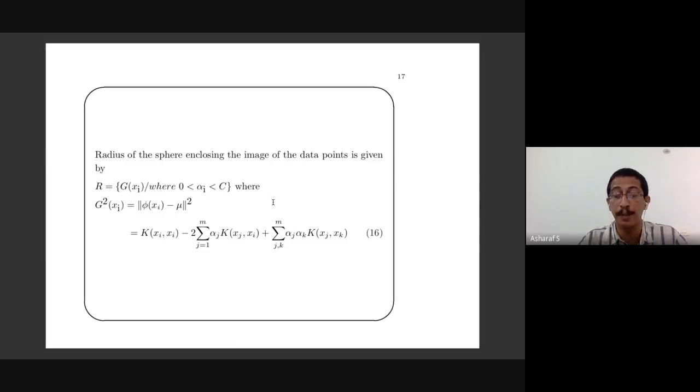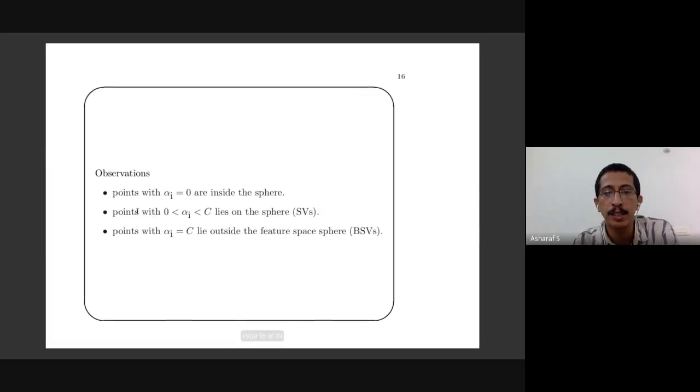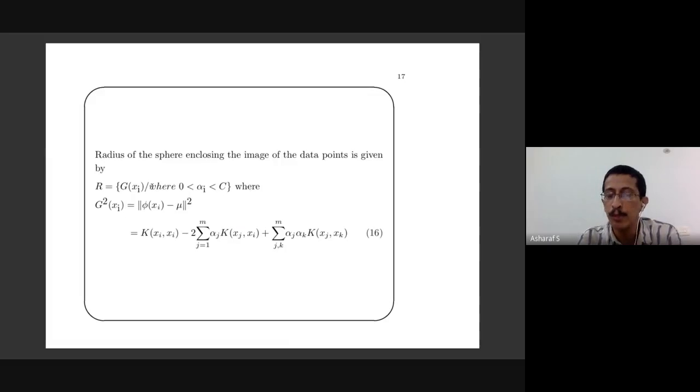Understanding all this, back to our original question: how do you define R? R is the radius of the sphere enclosing all the points which are well behaved. As per our definition, R will be the distance to those points which lie on the sphere and define the sphere.